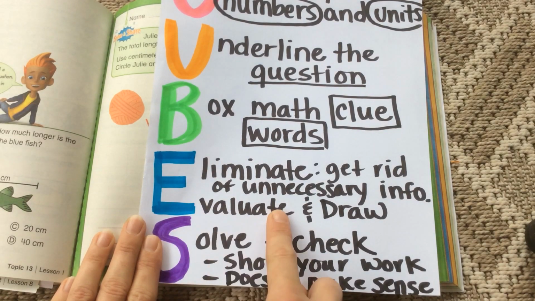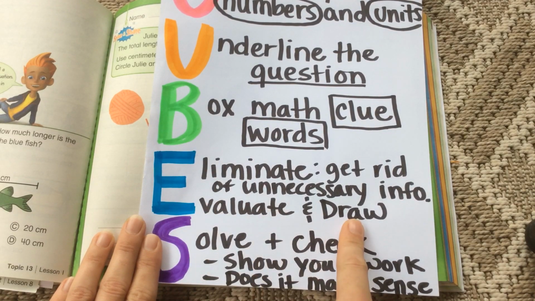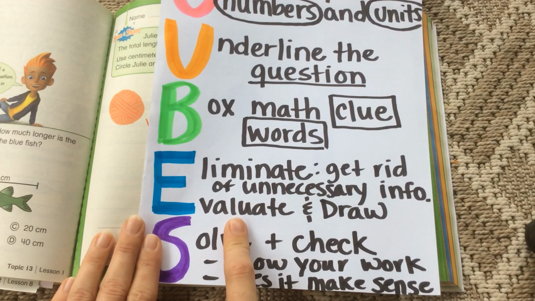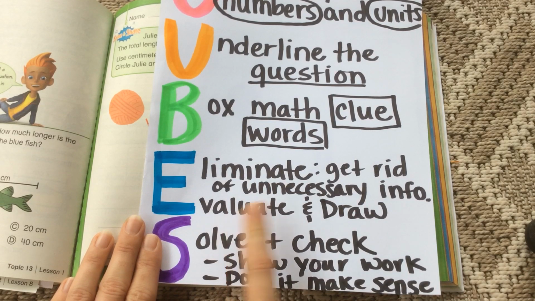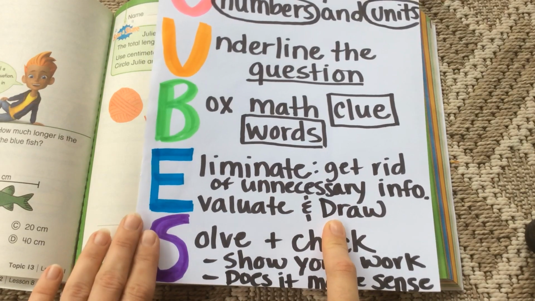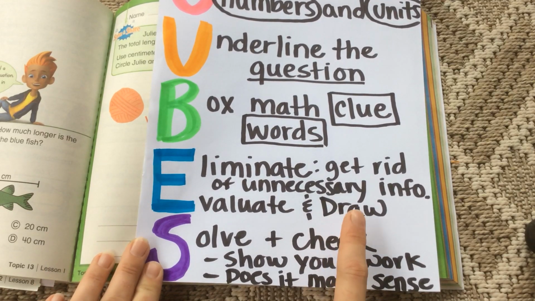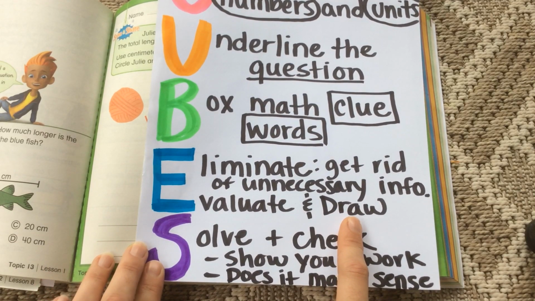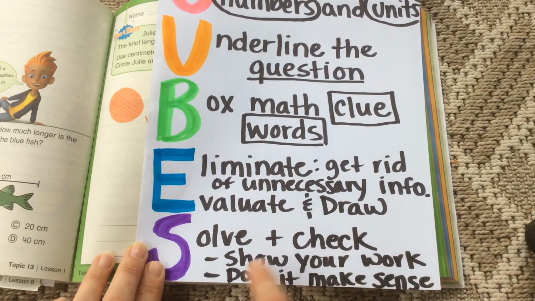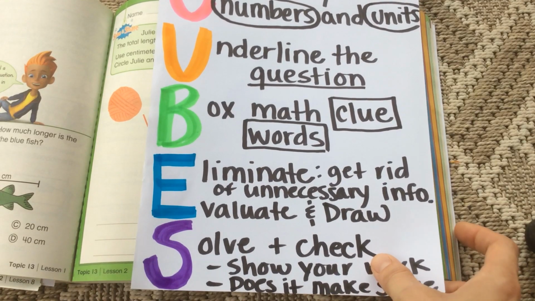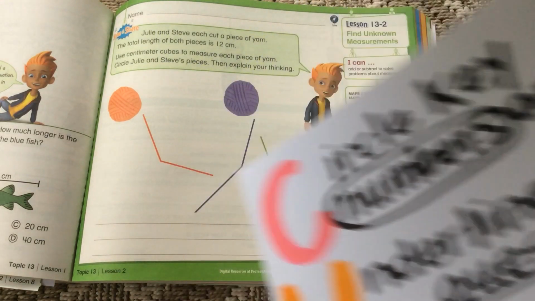And this is an important one that you'll do for every problem. Evaluate and draw. Evaluate means you're going to think about the problem. What's happening in the problem? And you're going to draw it to help you figure out what's going on and help you figure out, do you add or subtract to solve it? And last, you're going to solve and check. You're going to show your work to solve. And when you're done, you're going to check your work and think, does my answer make sense? So let's go ahead and take a look.